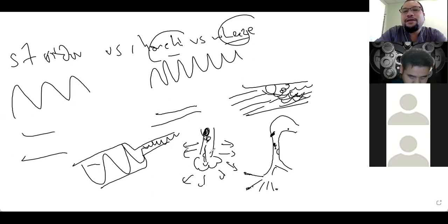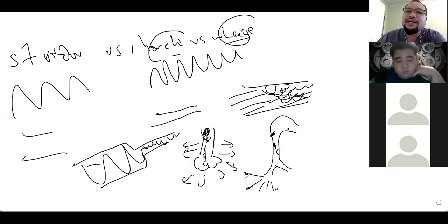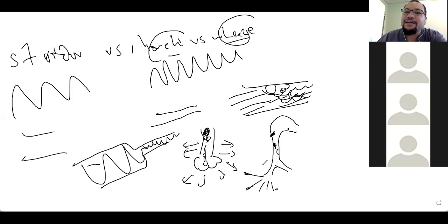Okay. But what happens when you expire? Again, expiration is a passive process. So whatever air went in here has to come out. Even though it is a passive process, there is still an obstruction. That obstruction is lower down. From this low point, the distance it travels is very long. So when the distance is long, it creates a lot of turbulent flow throughout the airway. That is why you can hear the expiratory sound. Because the distance is long. And because the caliber of the lumen is small, you get wheezing rather than stridor.